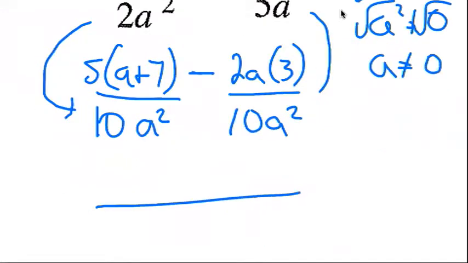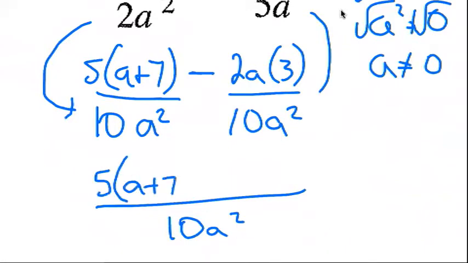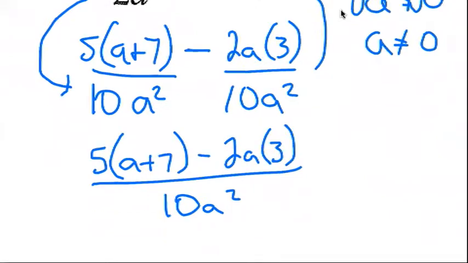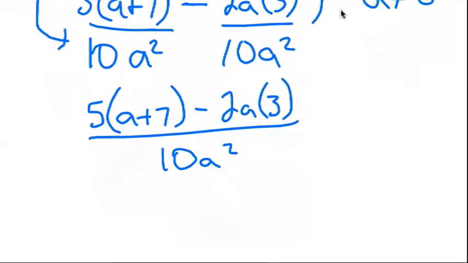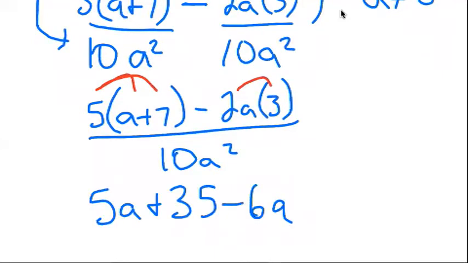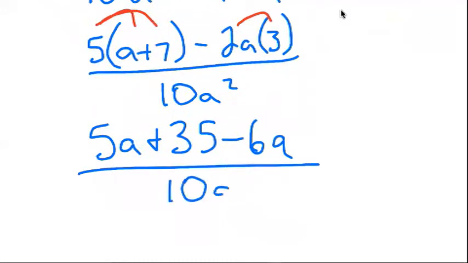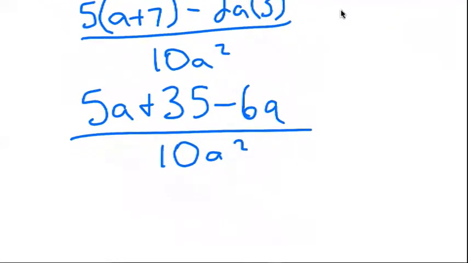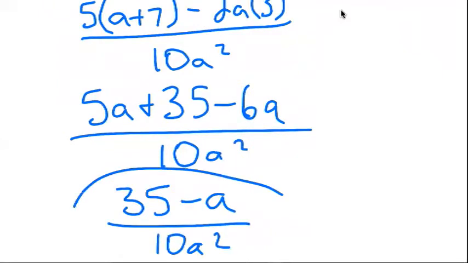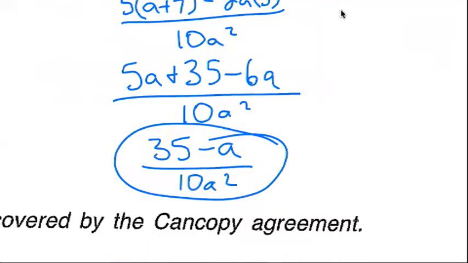Now I can write them on the same denominator. And I go 5 bracket a plus 7 minus 2a times 3. Expand by BEDMAS, or distributive property. 5a plus 35 minus 6a all over 10a squared. And then simplify. 35 minus a all over 10a squared. Complete.